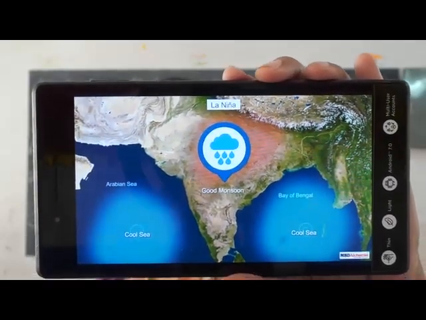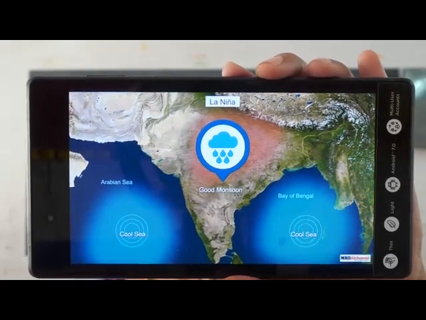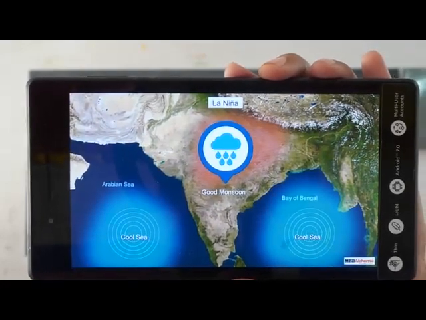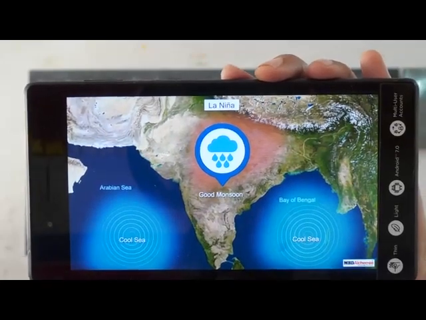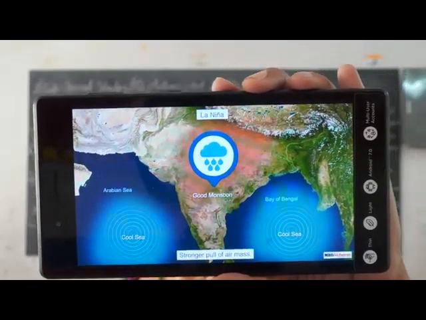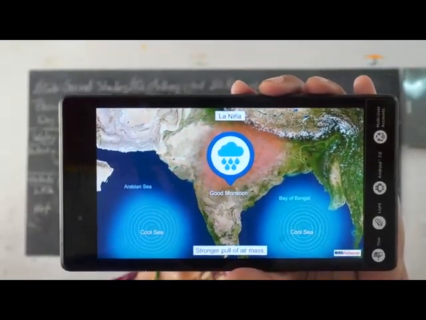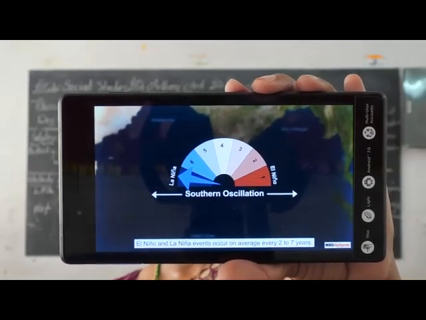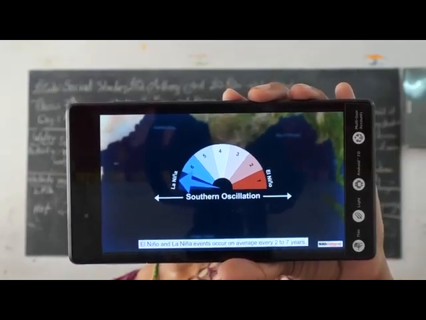La Nina is good for monsoon conditions as the temperature over the sea remains cooler and the pressure difference between land and sea is very high. So the pulling of air mass from sea to land is very intense. El Nino and La Nina events occur on average every 2 to 7 years.